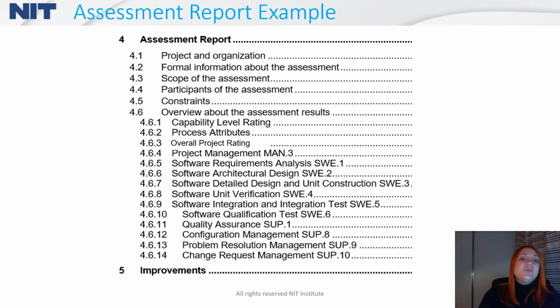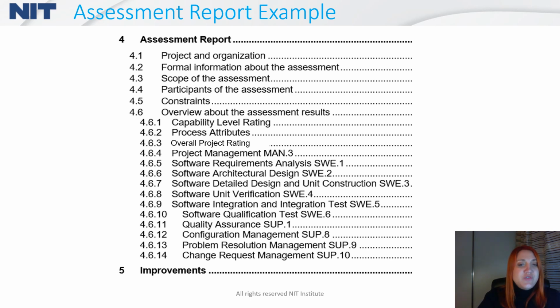On this slide, I just wanted to give you insight into what an assessment report looks like. For example, this is a real assessment report that I took, and these are the basic things which need to be in the assessment report. First of all, you need to have all the information about the project and the organization. You need to have the formal information about the assessment. You need to have the scope of the assessment explained in detail. You also need to have participants listed and who is responsible for each part.